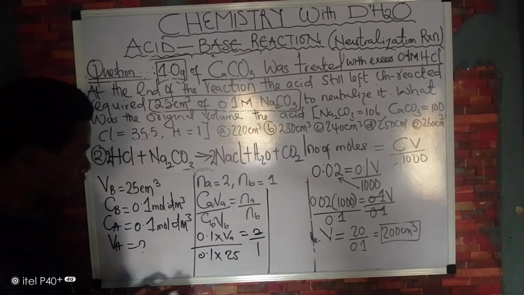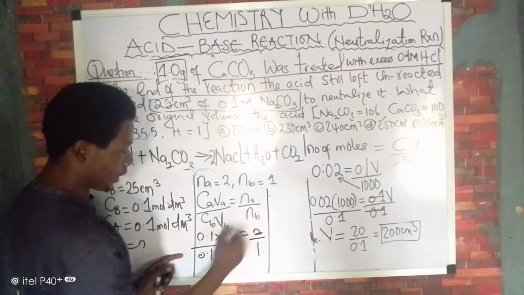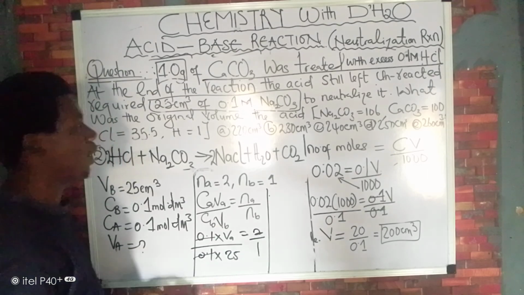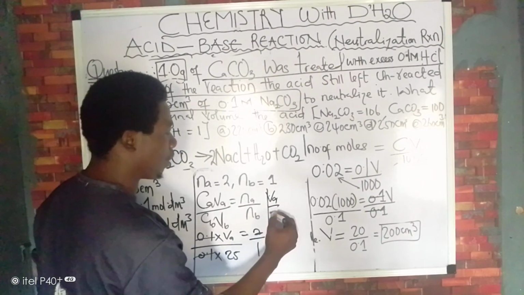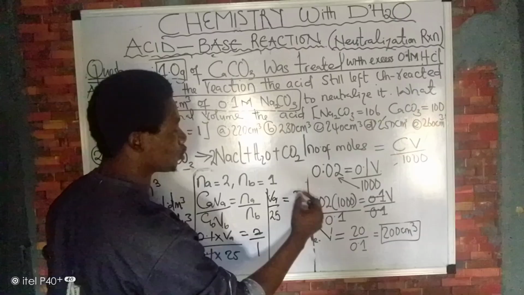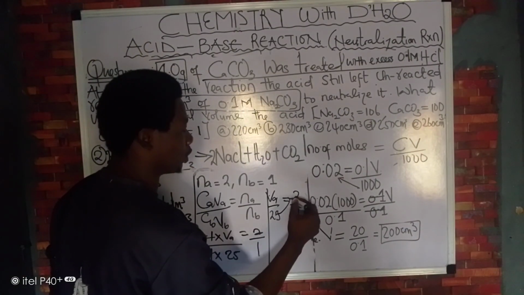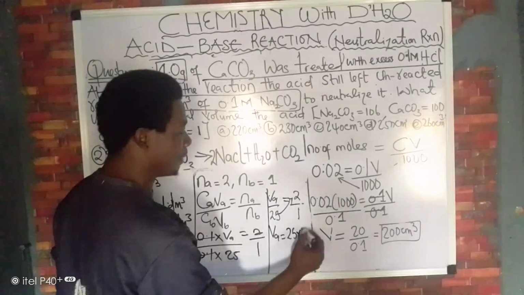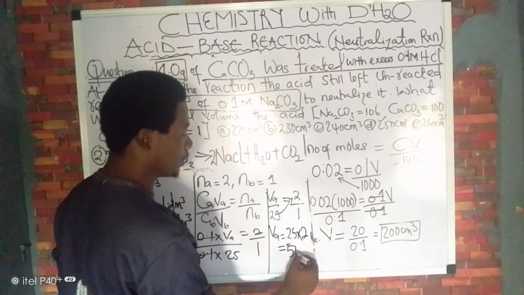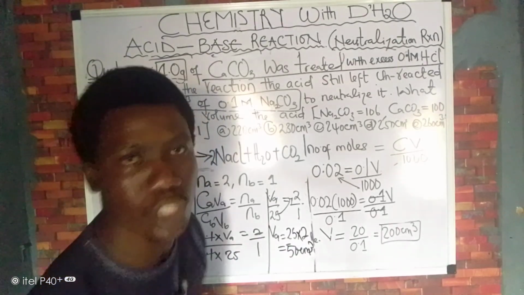So what do we do? 0.1 times VA. I think 0.1 can cancel 0.1, so that one will be out. So what do we have? We have VA over 25 equals to 2 over 1. So we cross multiply like this, so that VA will give us 25 times 2. So VA will give us 50 cm cube.